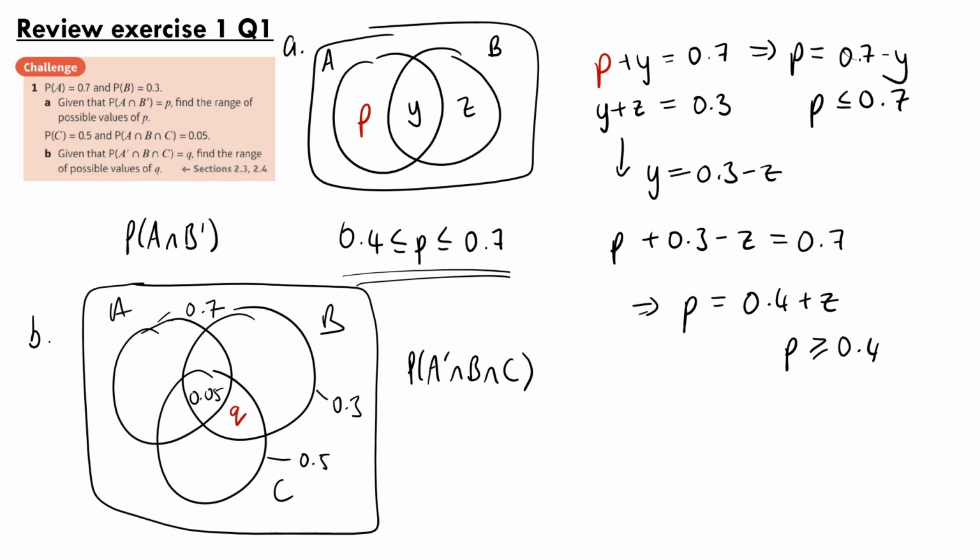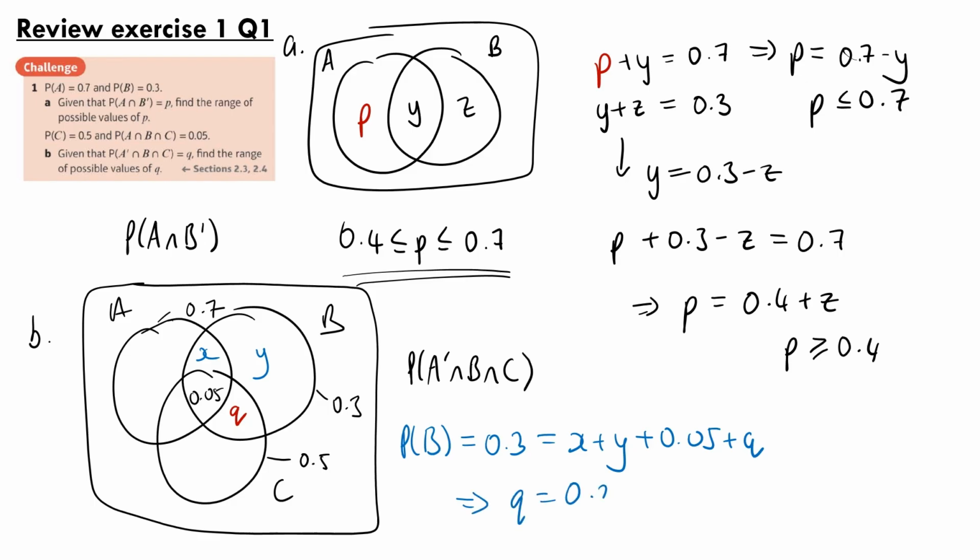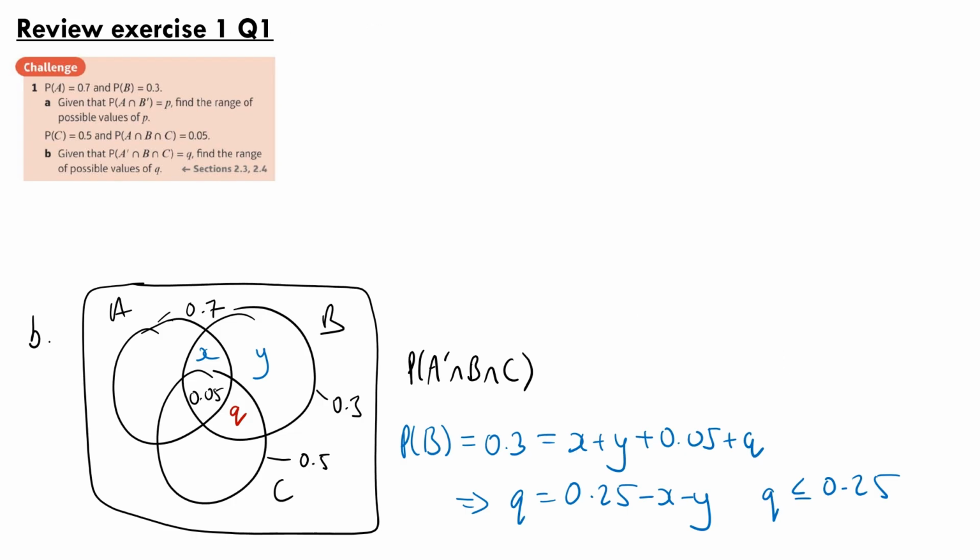Okay, and then we can form some equations. So if we call these parts of the Venn diagram x and y, then we can form an equation for the probability of B. We know that's equal to 0.3. We also know it's equal to x plus y plus 0.05 plus q. So if we rearrange for q, q is equal to 0.25 take away x, take away y. So q must be less than or equal to 0.25. Okay, and it actually turns out in this case that the lower bound of q is actually just 0.